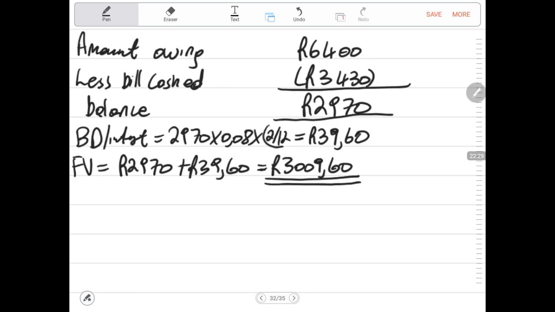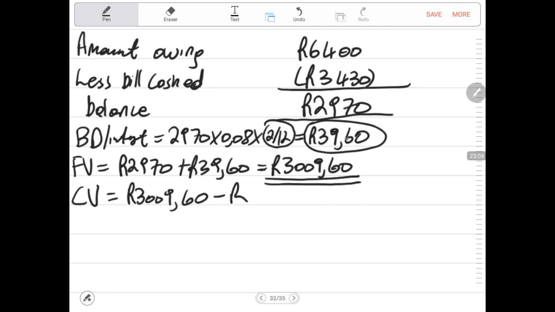Remember, this bill is due in 2 months, so that he can go to the bank immediately and get the cash value of the bill. Now when he brings the bill with this face value to the bank, they will say, I am going to charge you interest of 39 rand 60 cents. So now that means the cash that this person is going to receive in order to settle his debt will be the face value of the bill of 3,009 rand 60 cents that he is going to accept, minus the interest, which we were told will be at 8% for the next 2 months.